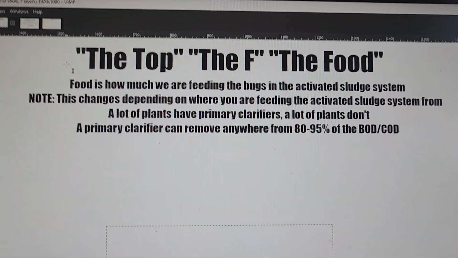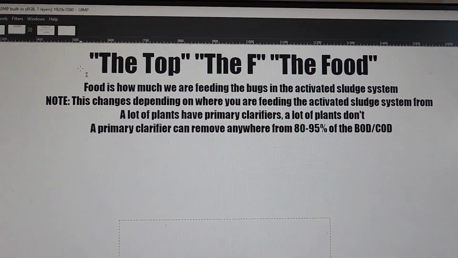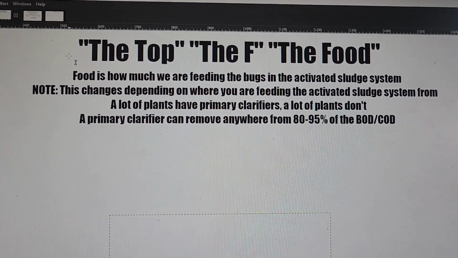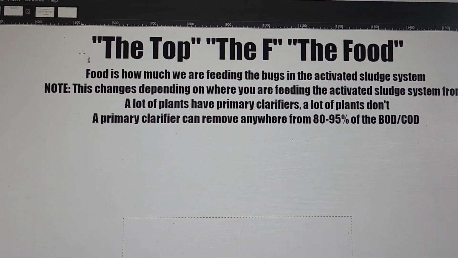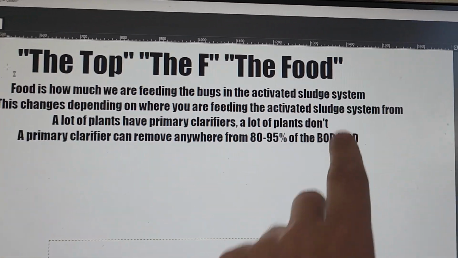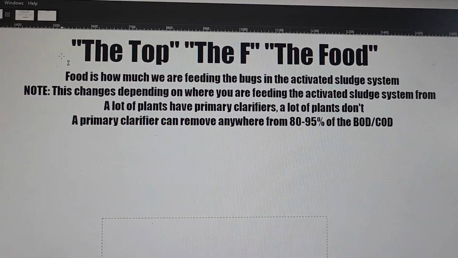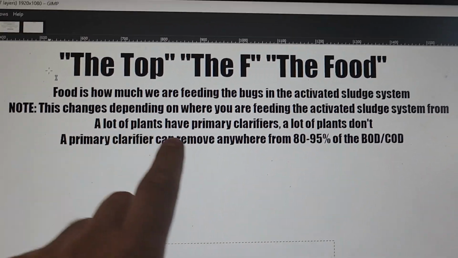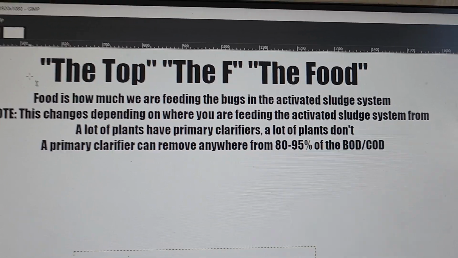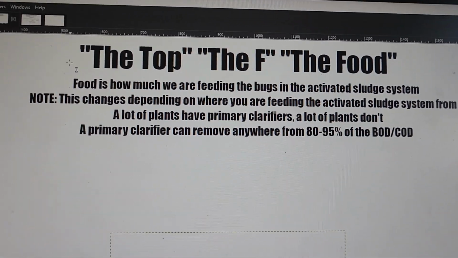Food's how much we're feeding the bugs. It's pretty simple, bugs got to eat, you got to eat. This changes depending on where you're feeding it. This is one of the stars that I was talking about. A lot of plants have primary clarifiers, a lot don't. If you have a primary clarifier, it could take 85, 90%. I had 80 to 95%. It depends on your clarifier efficiency.